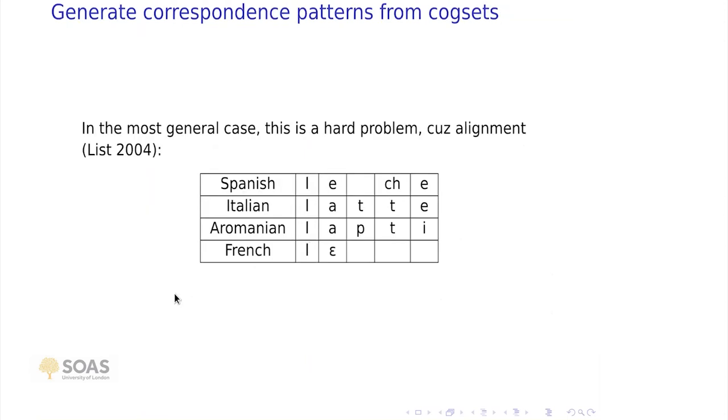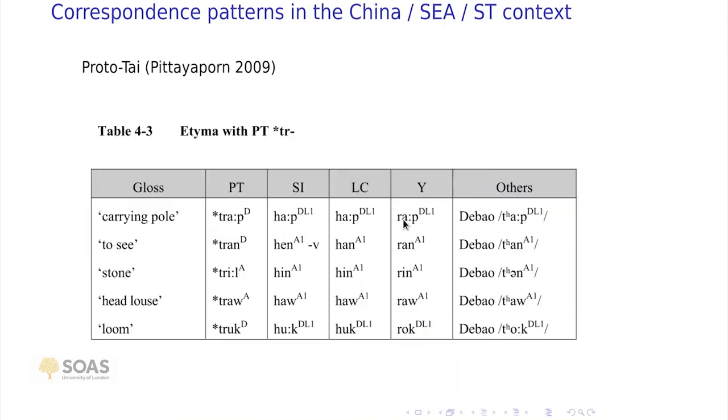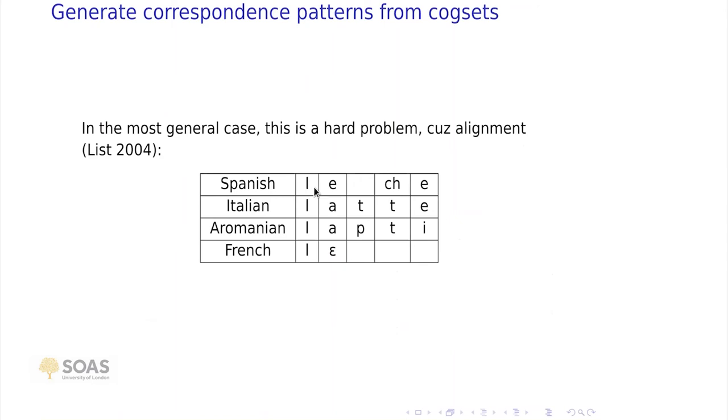Okay, in the most general case, generating correspondence patterns from cognates is a generally hard problem, because to make this kind of patterns, you need alignment, which means that you need to take leche and latte and lapte and lait and kind of fit them together into this kind of table, so you can say that you have Spanish L, which corresponds to Italian L, which corresponds to Romanian L, which corresponds to French L, etc., etc.